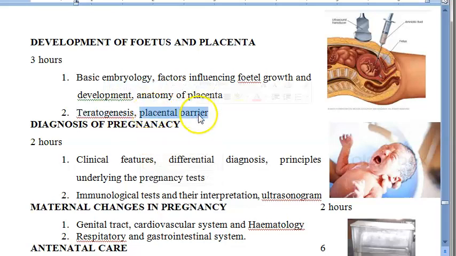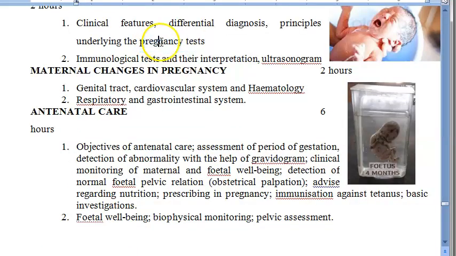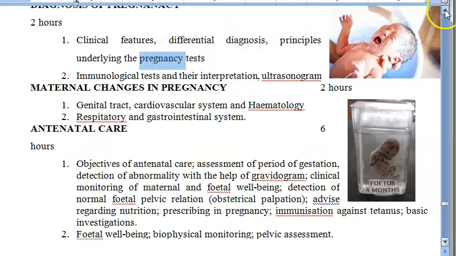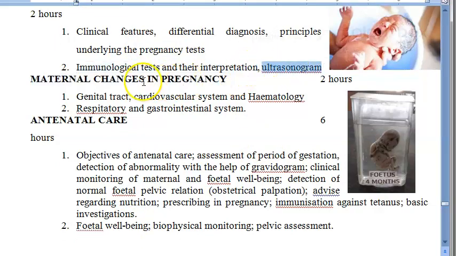Now coming to the placental barrier, the function of placenta, it is a barrier, right? Diagnosis of pregnancy, how do you diagnose a pregnancy? There are probable signs, and many types of signs. Clinical features, differential diagnosis of pregnancy itself. Principles underlying the pregnancy test: you should understand how a pregnancy test works, antibody, antigen reaction, to HCG. The urine pregnancy tests that you get detect HCG, isn't it? Even in some kinds of placental tumors, HCG can be higher. Then ultrasound, and you should be able to interpret it. Immunological tests, you should know how to do them and interpret the results.